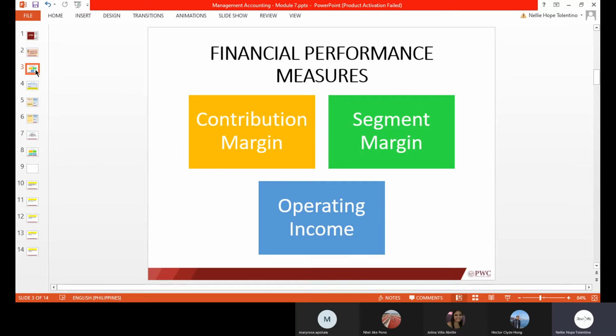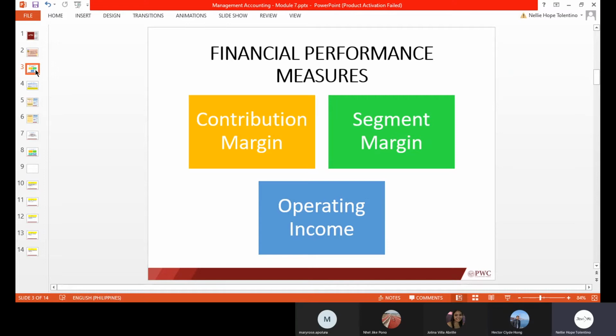Now, what is contribution margin? Sige nga, how do we compute contribution margin? Sales, ma'am. Minus. Sales less variable cost. Variable cost. Very good.